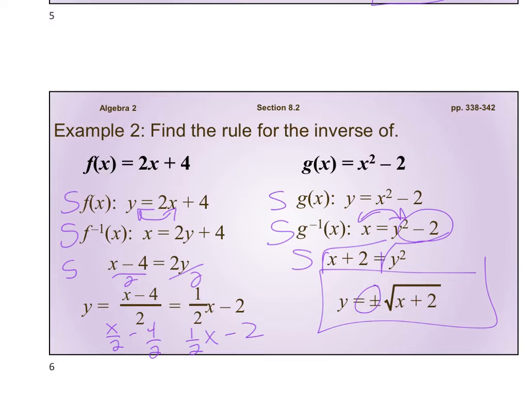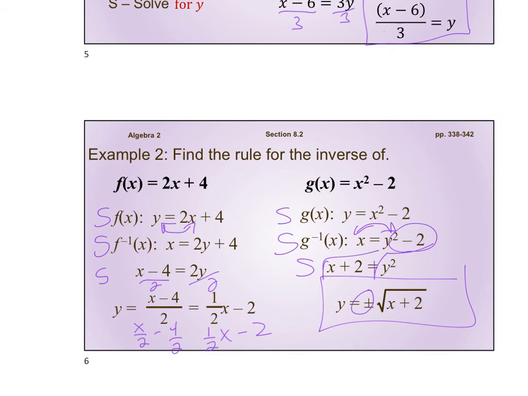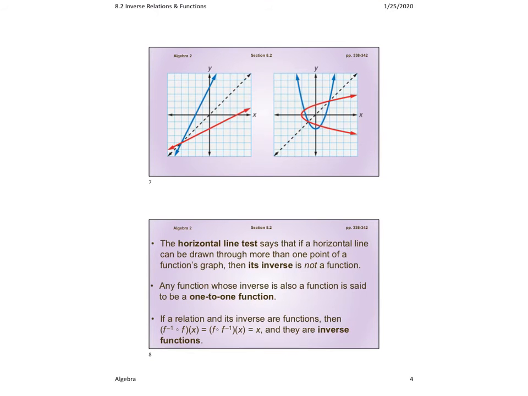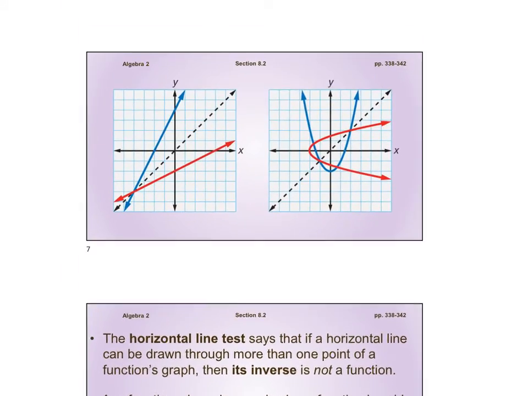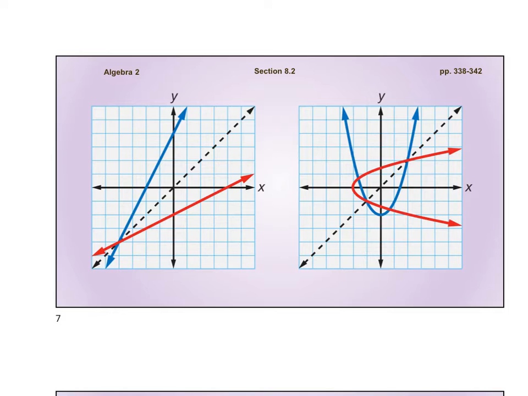All right. So these are the two rules of the inverses of this function. These two functions. All right. There we go. Now here are the graphs of two lines. The blue and the red are inverses.